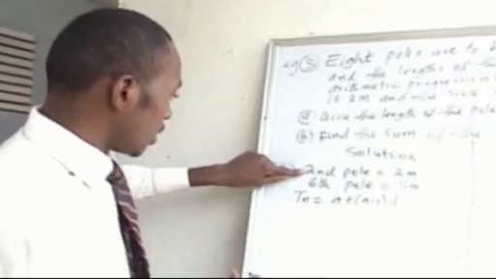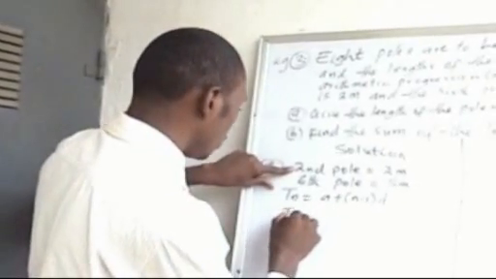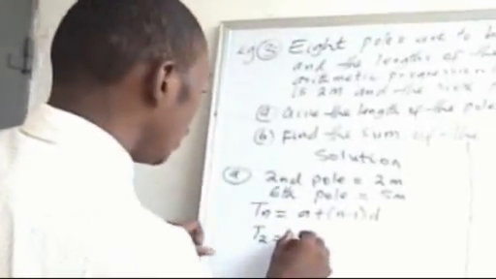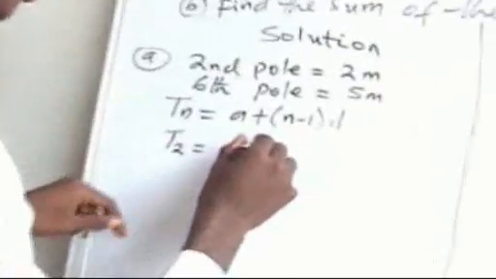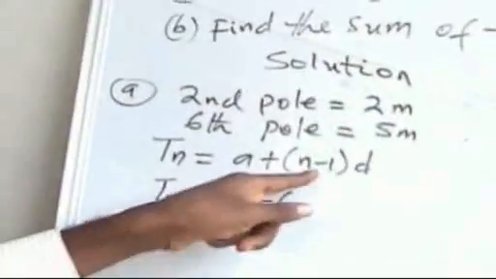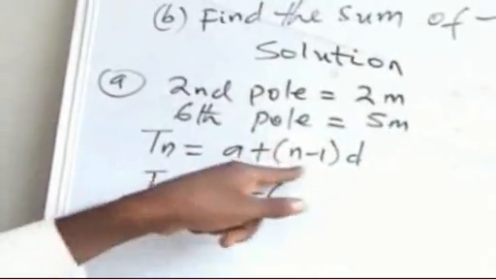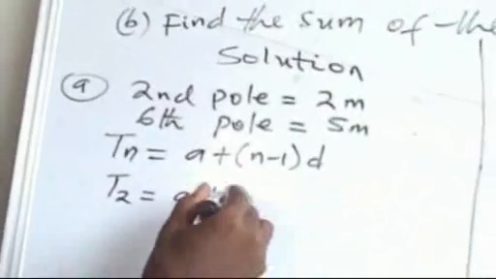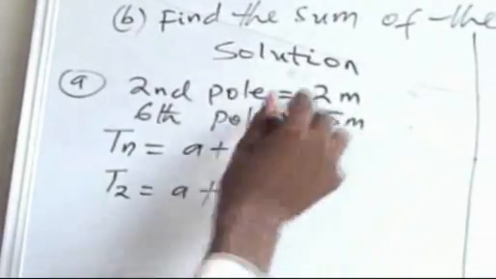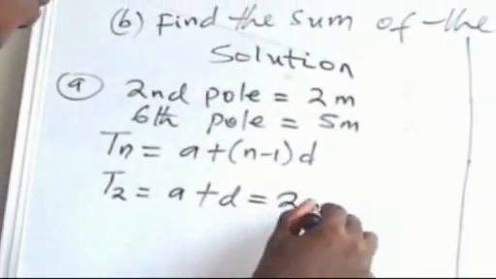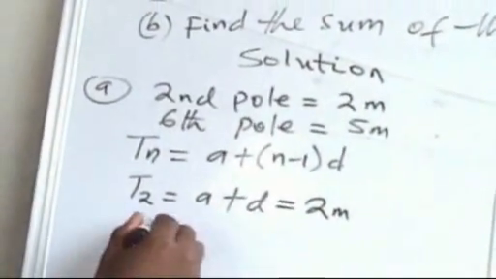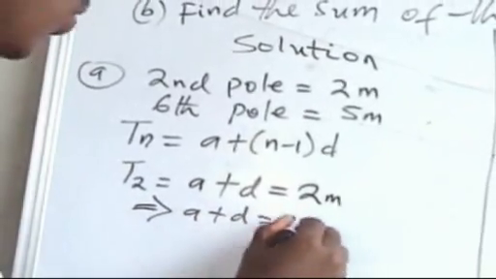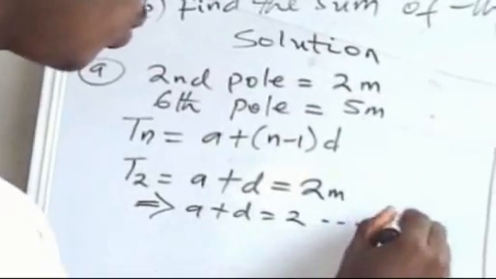Now, the second pole, T2, is equal to a plus n. n here is 2, so 2 minus 1 is 1. 1 times d will have d, so plus d is equal to 2 meters. This implies that a plus d is equal to 2. Call it equation 1.